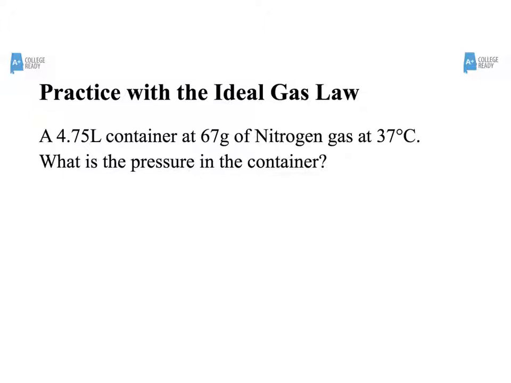So in this practice problem, we're going to be practicing with the ideal gas law. Let's remember the ideal gas law, PV equals nRT, and let's start with the things that we are given. In the problem, they are telling us that we have a 4.75 liter container. Well, there's our volume. And they're saying in this container there are 67 grams of nitrogen gas, and it's at 37 degrees Celsius. So that's our temperature. And the question is, what's the pressure in the container?